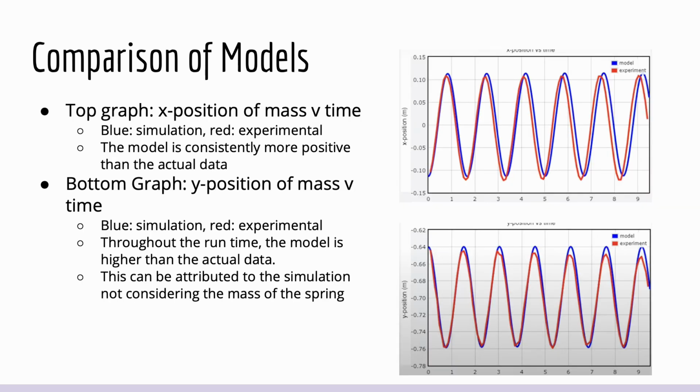Finally, once we had our results, we were able to compare the two models. This top graph here shows the x position of the mass versus time. The blue is the simulation and red is experimental data. The model is consistently more positive, therefore shifted more to the right, than the actual data. And this bottom is the y position versus time. Once again, blue is the simulation and red is experimental. And throughout the run, the model is consistently higher than the actual data. This can be attributed to the simulation not considering the mass of the spring, which in real life does contribute to the position of the mass.